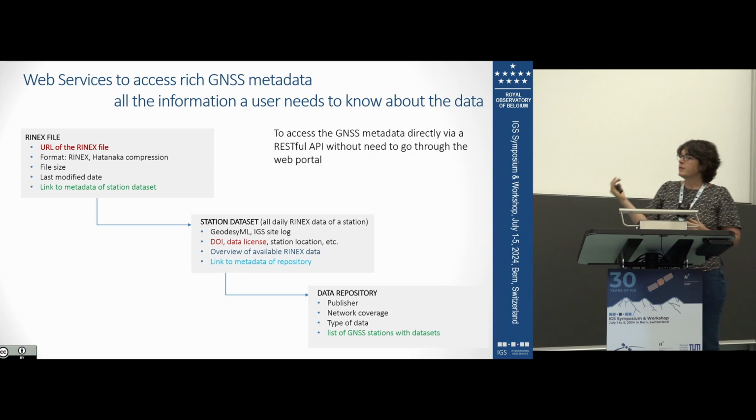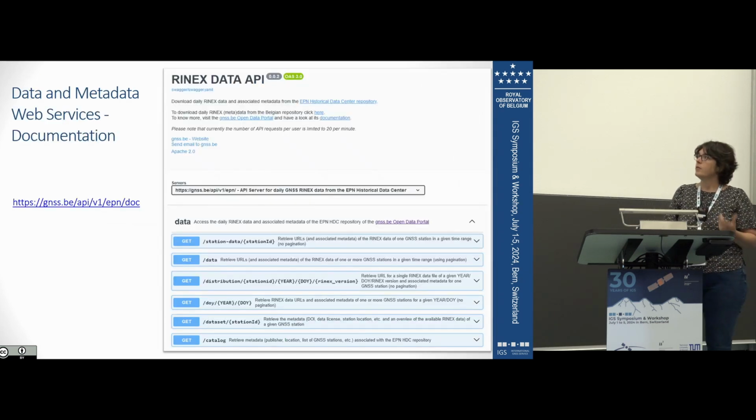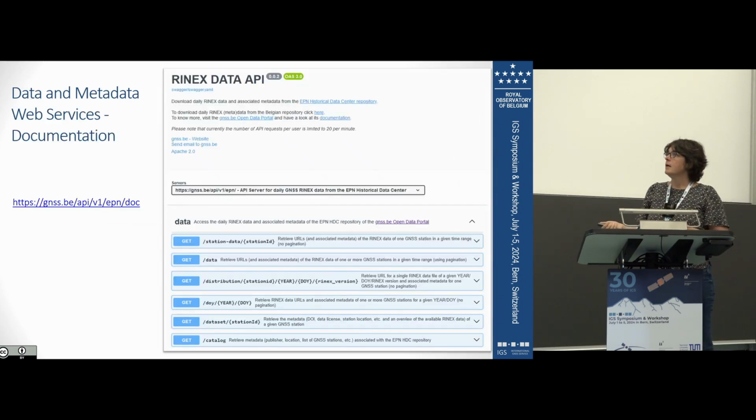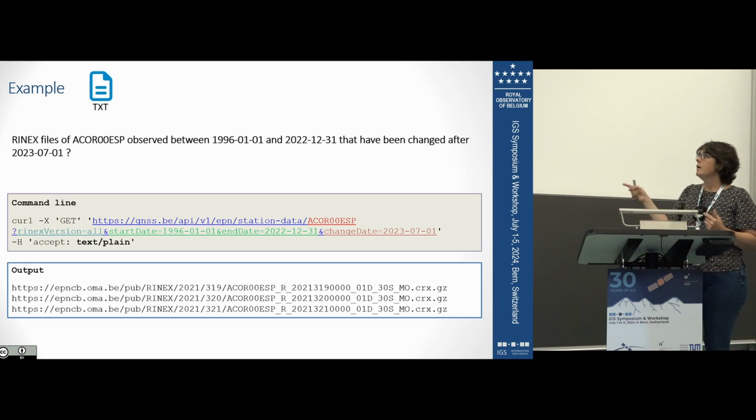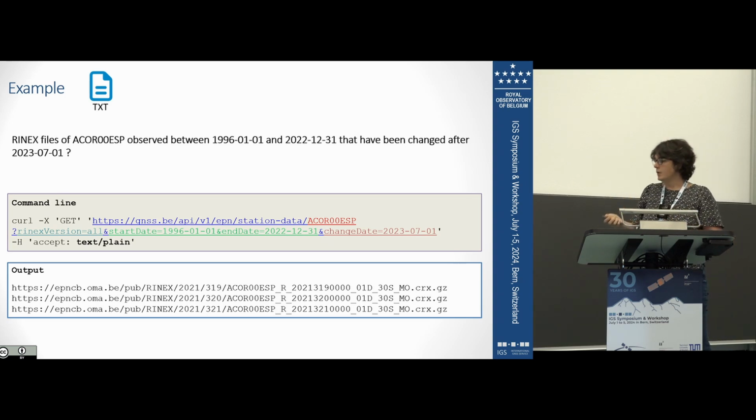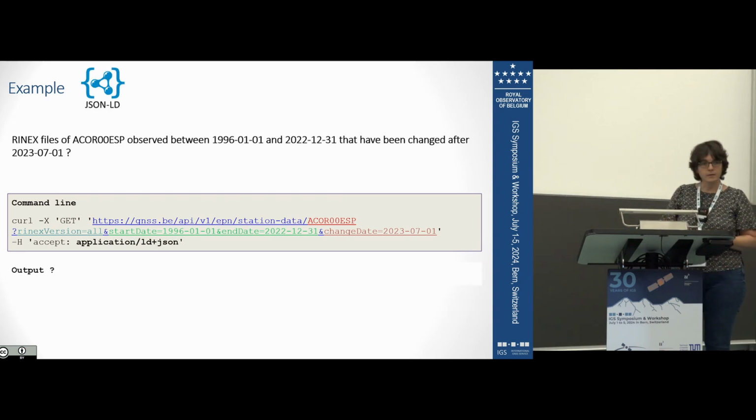In the station dataset, you have the metadata on how to get the GeodesyML, the IGS site log. You have information about the DOI and data license, and you have a link to the RINEX file because you have the overview of all the available RINEX data. And then you have a link to the repository, and in the metadata of the repository you will have the publisher, metadata for network coverage, the type of data, and you have a link back to the dataset with the list of GNSS stations with dataset.